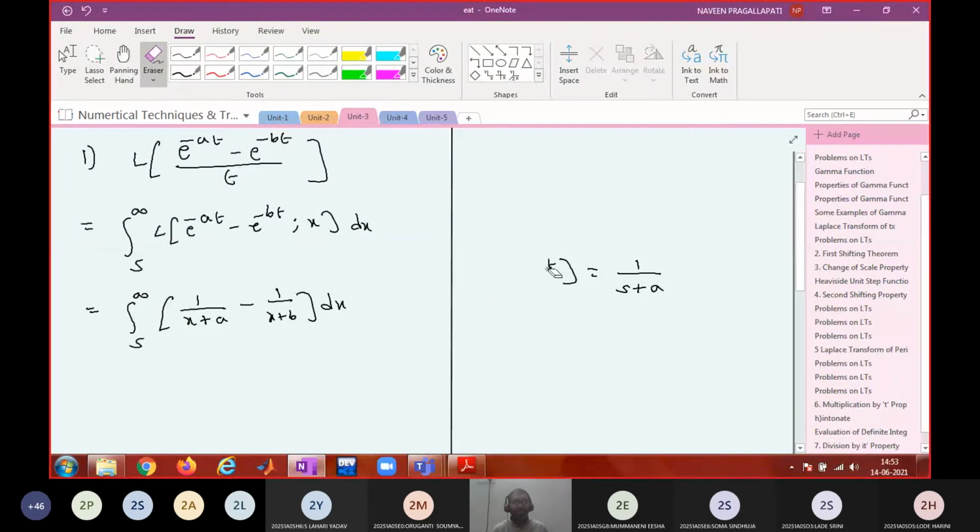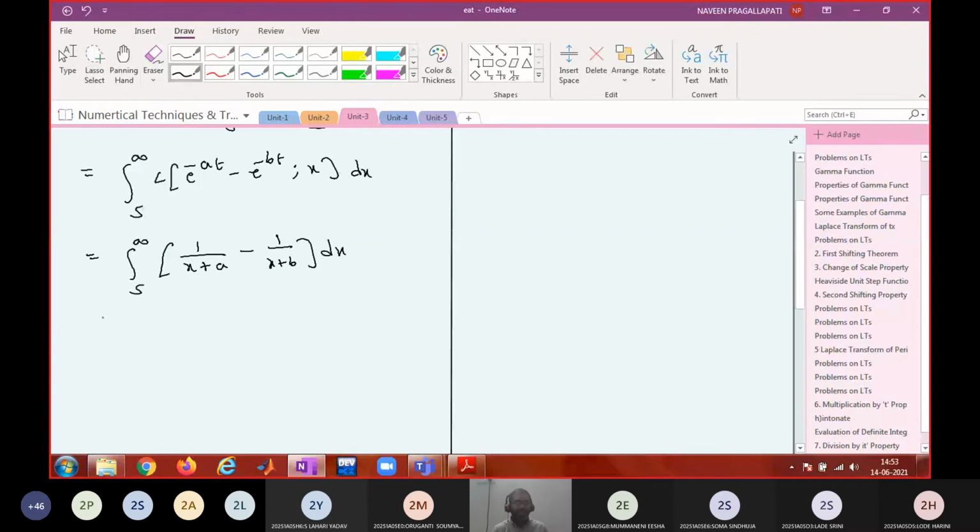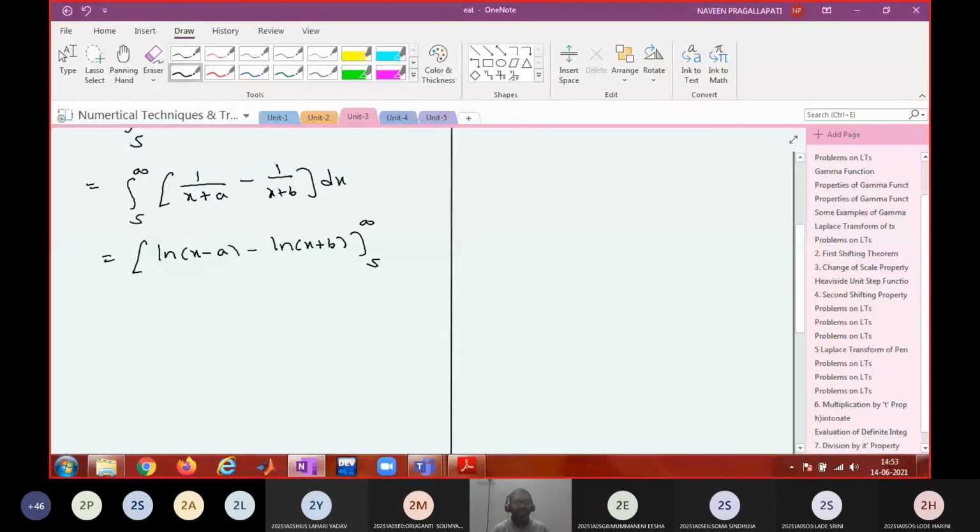Now you know the integration of each term. So this is log of x plus a minus log of x plus b, the limits from s to infinity. Don't substitute the limits here, because if you do, infinity minus infinity does not exist. Whenever you have a logarithm, simplify as much as you can, then only apply the limits: log of (x plus a) by (x plus b), the limits from s to infinity.